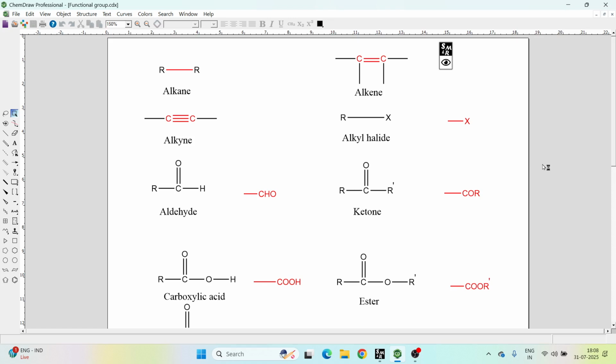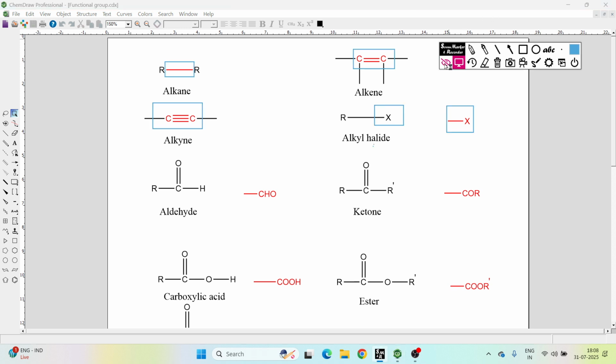Welcome to this session on functional groups. Functional groups play a very important role in organic chemistry. You should be aware of the functional groups, and when I tell you a particular functional group, you should be able to recognize which class of organic compound we are dealing with. So here we come to the functional groups.